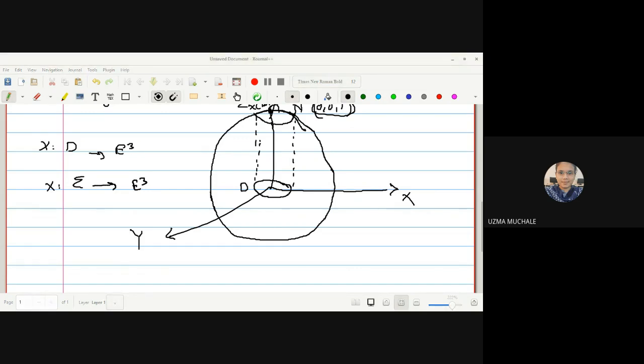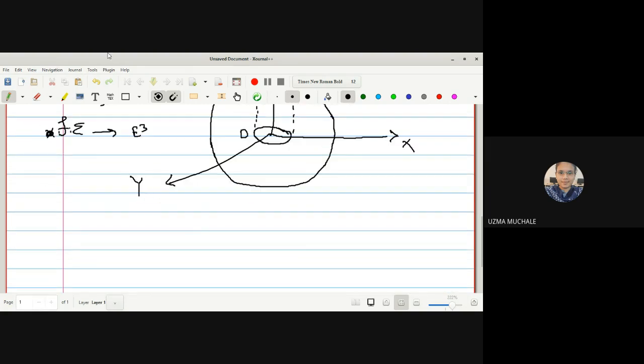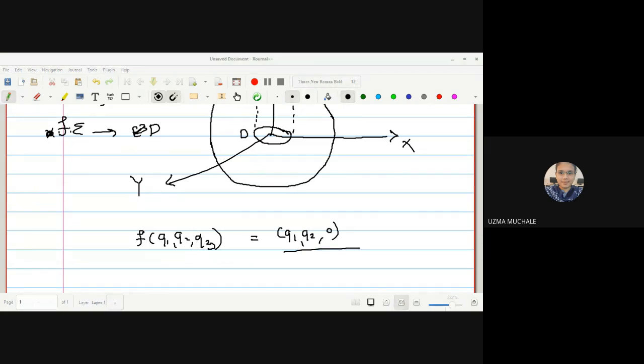Now we can see the image in such a way that, instead of defining x first, we will define a function f from the northern hemisphere to D. We are finding a mapping such that for every point in the northern hemisphere with coordinates q1, q2 and q3, you get q1, q2, 0. That is a point in your circle, and the image is q1, q2 and q3. Here q1, q2, q3 is a point in the northern hemisphere and its projection in the xy plane will simply be q1, q2, with the third coordinate 0. In this way we have defined our function.